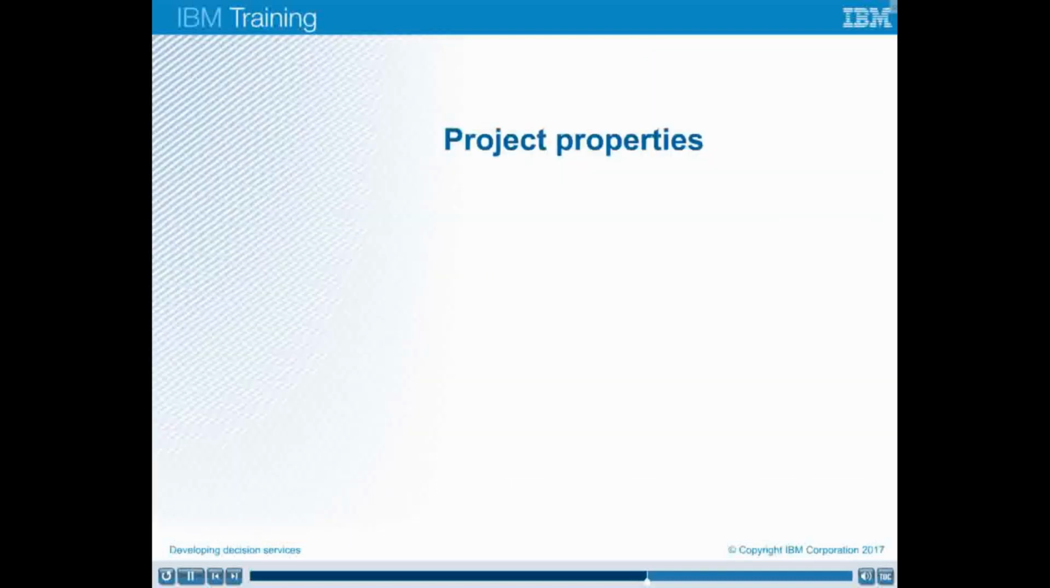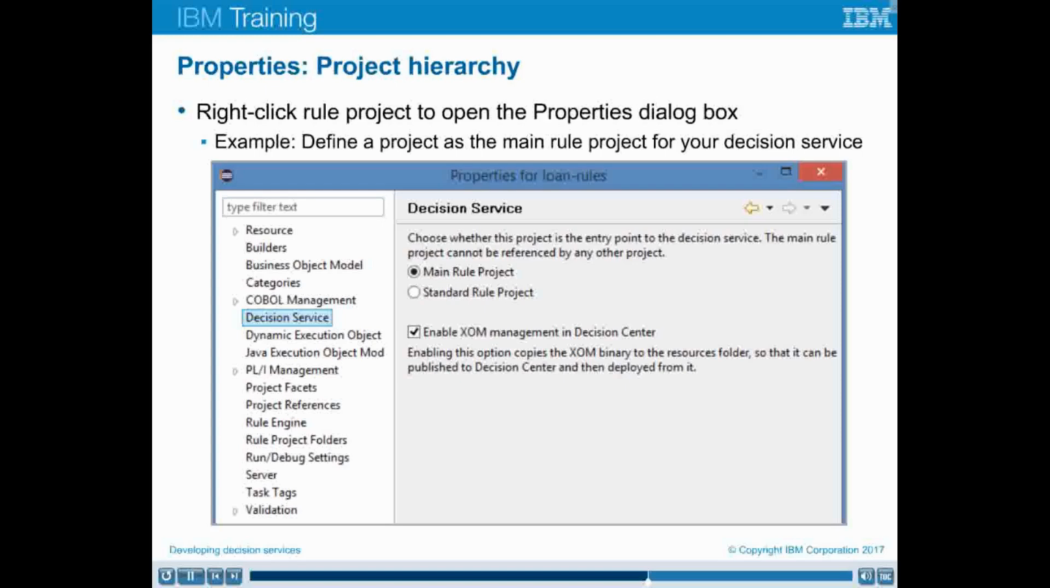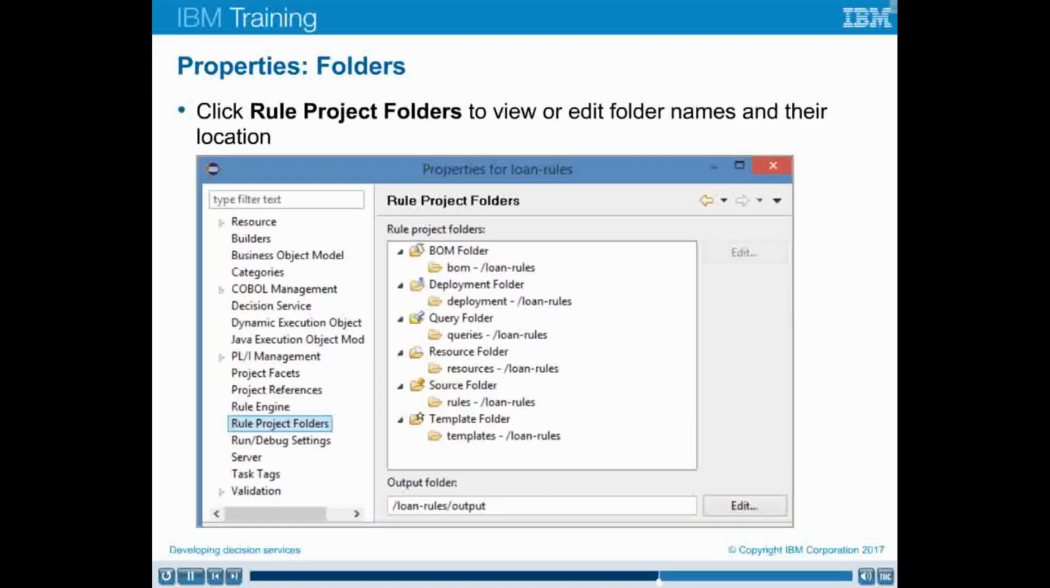Next topic, project properties. You can define specific properties on the rule project itself. Project properties are defined in the Properties dialog box, which you open by right-clicking your rule project and selecting Properties. For example, in this screen capture, you see the Decision Service menu item selected, and the option is whether to define this rule project as the main rule project or demote it to a standard rule project. In this screen capture, you see the Rule Project Folders menu item selected and the list and location of folders that are available in your project.